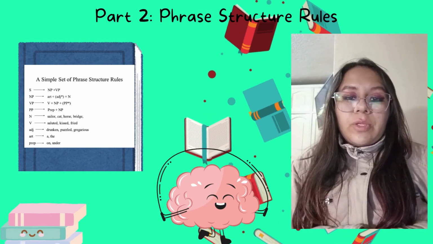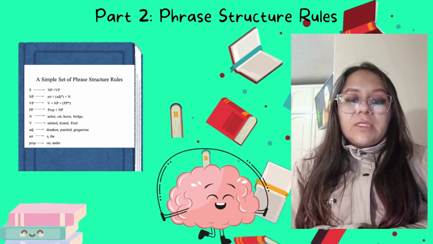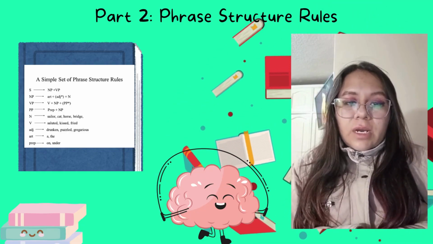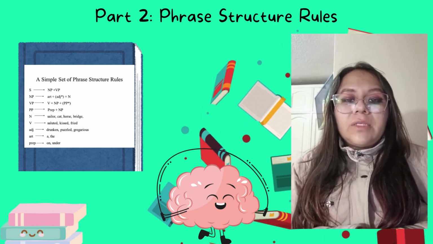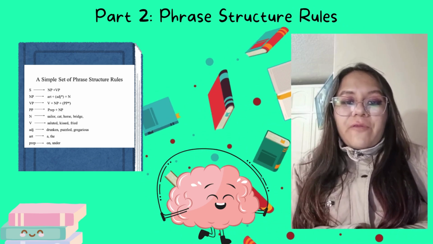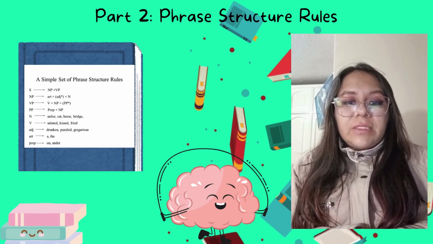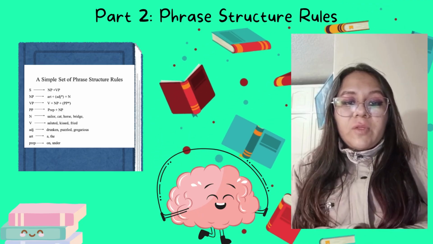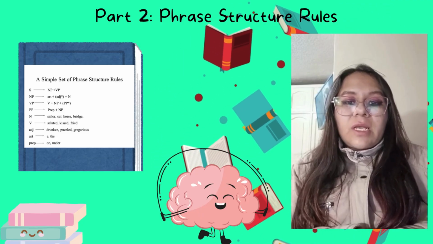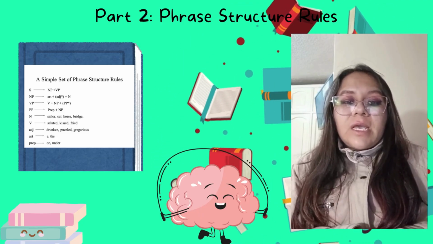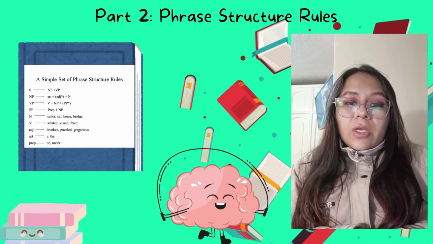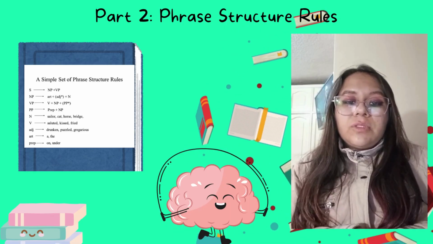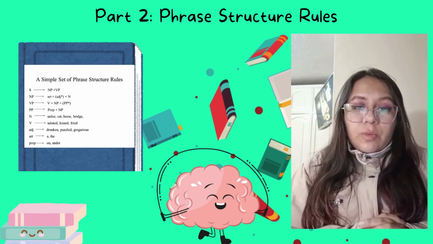Let's continue with the phrase structure rules. Phrase structure rules are grammatical rules that tell us how sentences are built. They show us how words combine to form phrases like noun phrases and verb phrases, and how those phrases come together to make a full sentence. The rules help describe the structure of a sentence in a clear and organized way, using symbols and arrows. There are different structure rules. I choose only two of the most common ones.